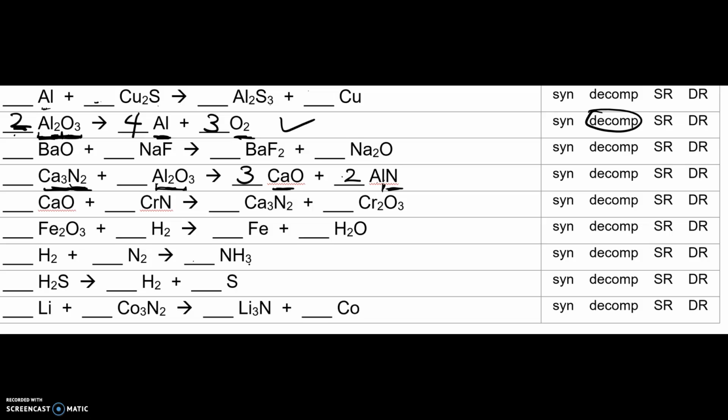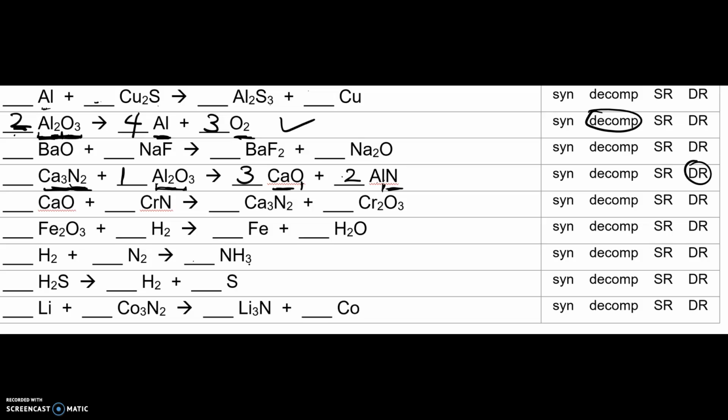Let's look at our oxygen. We have 1 times 3 is 3 oxygen in the product side and 3 in the reactant. And so this is balanced as well. And we're just going to put a 1 here. All right. What type of equation is this? Anytime you have 1, 2, 3, 4 elements, this is a double replacement.